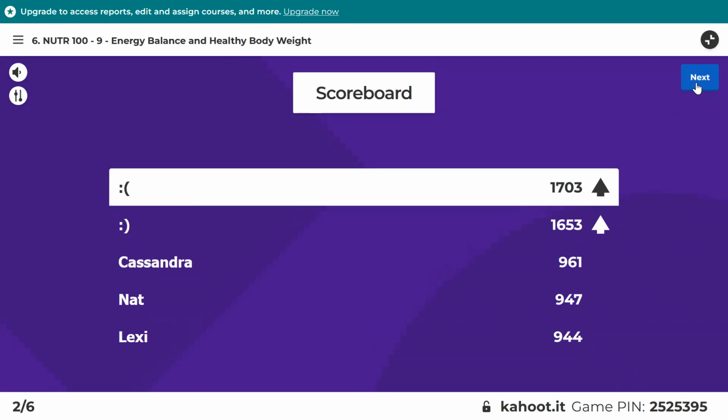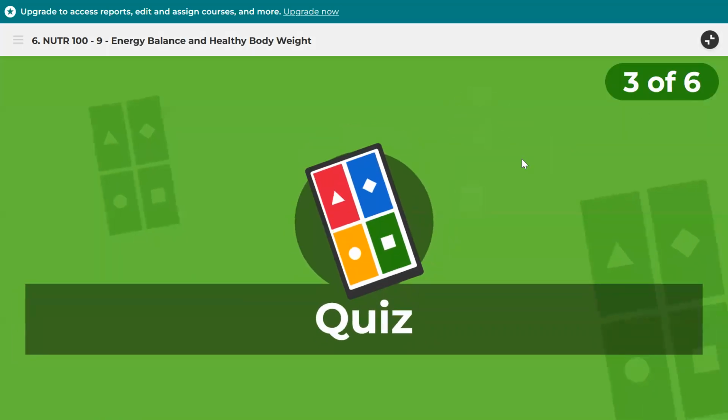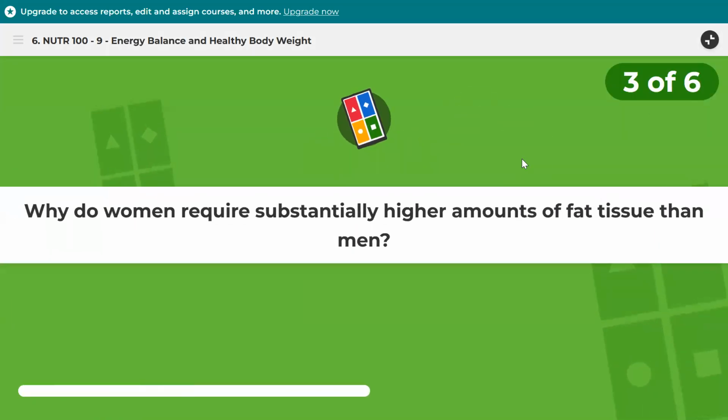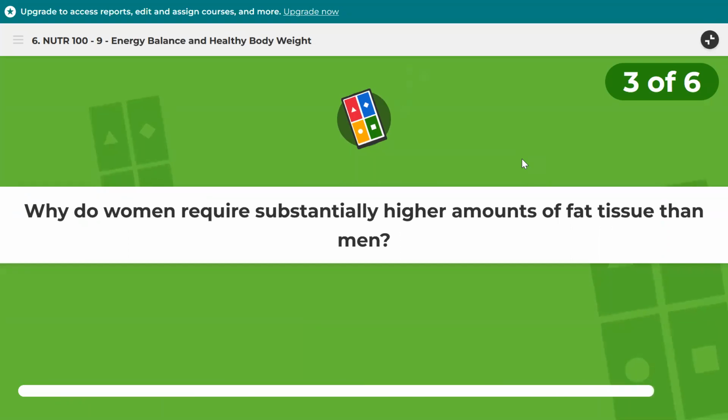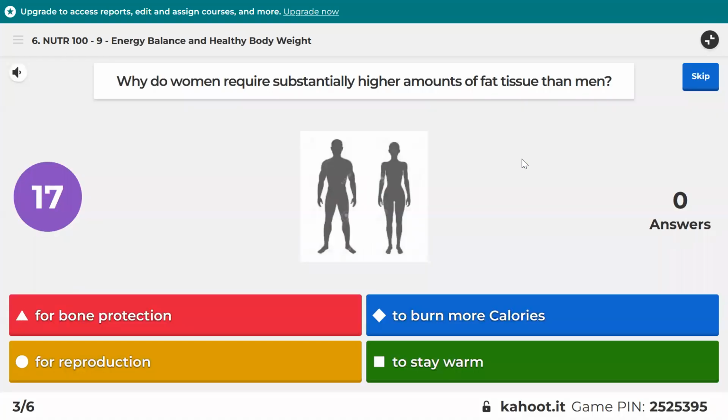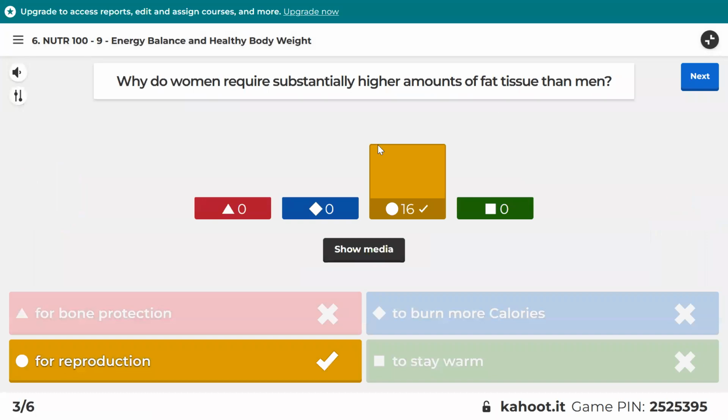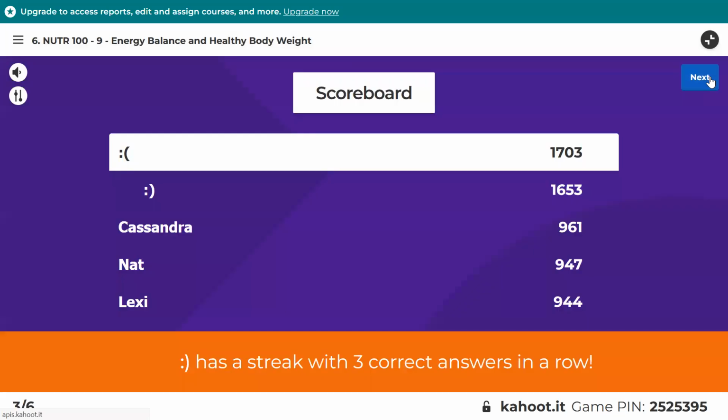Somebody's sad, but you're doing so well. Number 3, why do women require substantially higher amounts of fat tissue than men? All right, everyone got that one right. So I thought that would be an easy one. Thought I'd throw it in there.